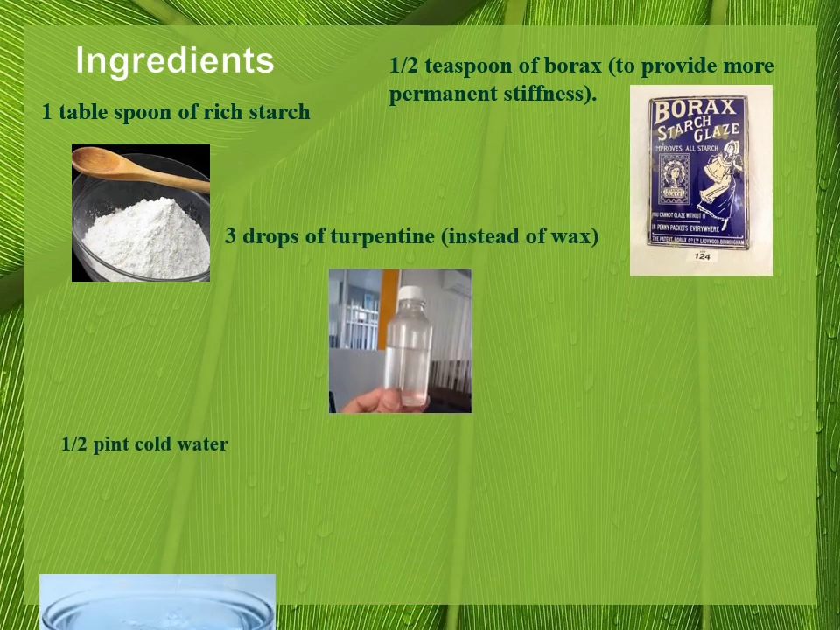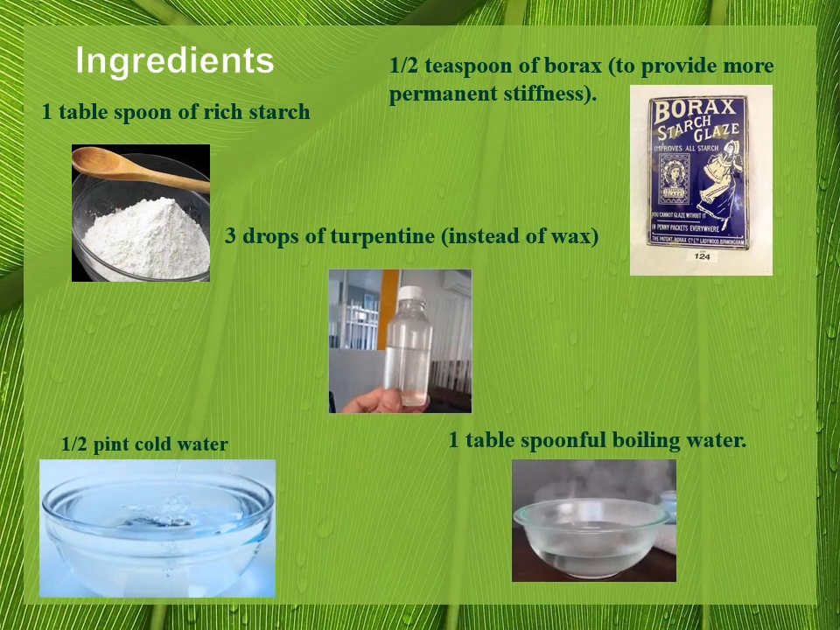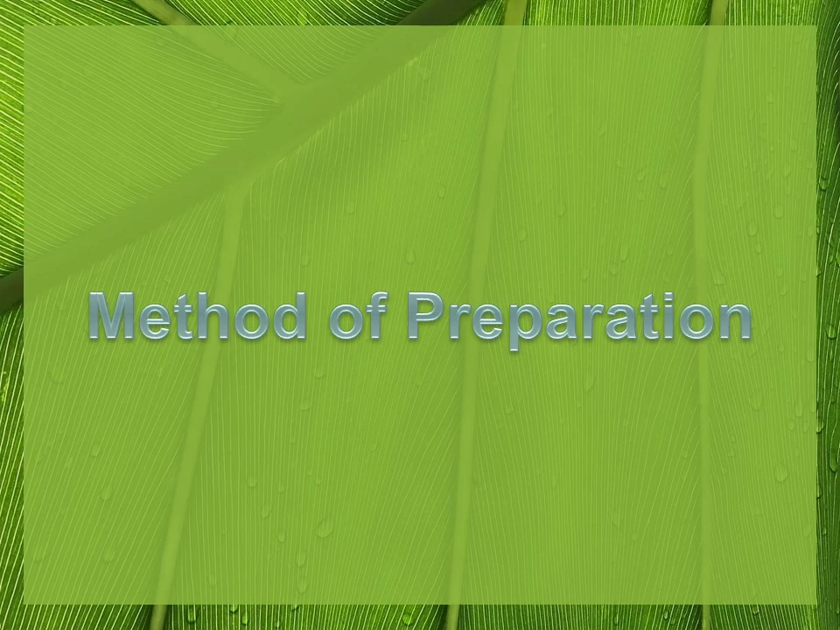Ingredients of cold water starch: 1 tablespoon of rice starch, half teaspoon of borax to provide more permanent stiffness, 3 drops of turpentine instead of wax, half pint of cold water and 1 tablespoon of boiling water. Method of preparation of cold water starch.